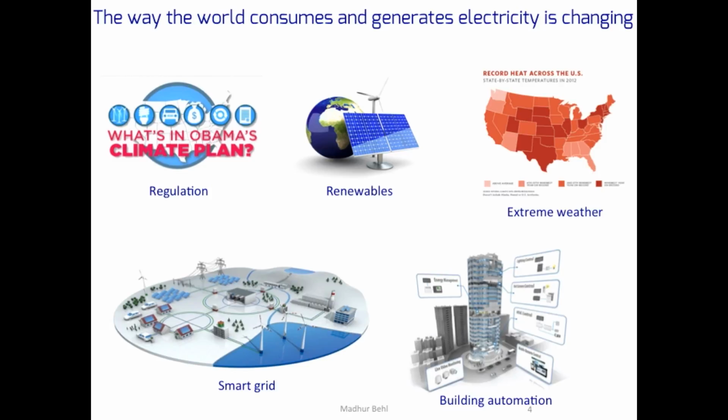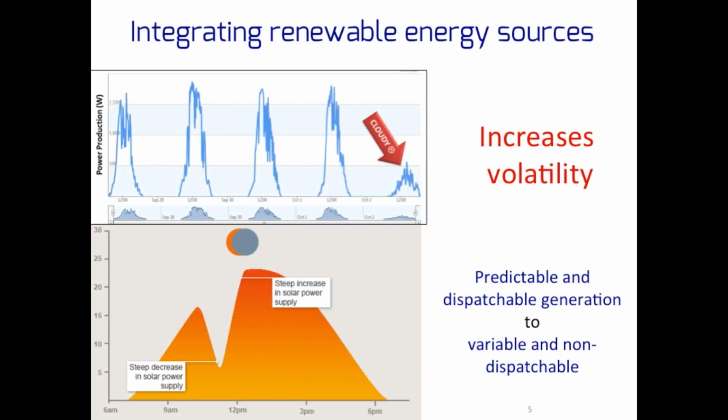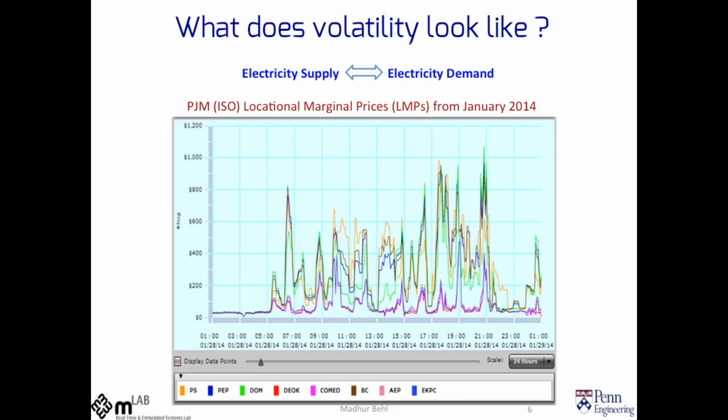So as a result of some of these changes, the grid itself is becoming more and more volatile. Consider this case where as the penetration of renewable sources on the grid increases, it leads to variability in the generation side, which introduces volatility in the generation. And this volatility reveals itself partially in the form of fluctuations in electricity price itself. So here's a plot from last year where you can see the price of electricity fluctuates a lot during just the span of a single day.